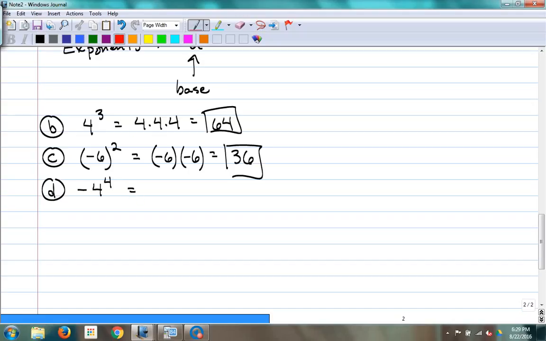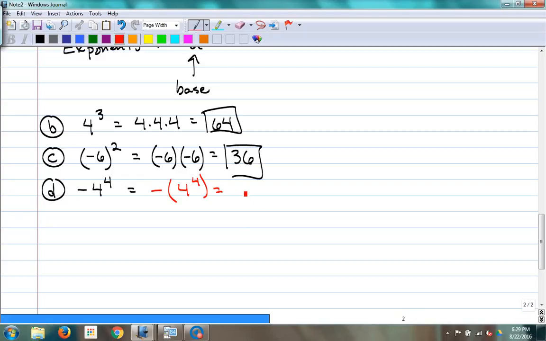This is where everybody has a problem. What's the difference in this problem and this problem other than the numbers are different? This one has parentheses. This one does not. There's a big difference in those. What this says is negative, whatever 4 to the 4th is. It's not negative 4 raised to the 4th power. It's negative, and then find out what 4 to the 4th is. So what that means is you've got a negative sign, and then 4 to the 4th. That you do negative whatever that answer is.